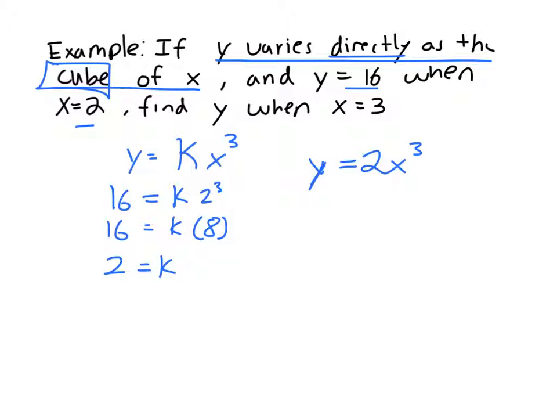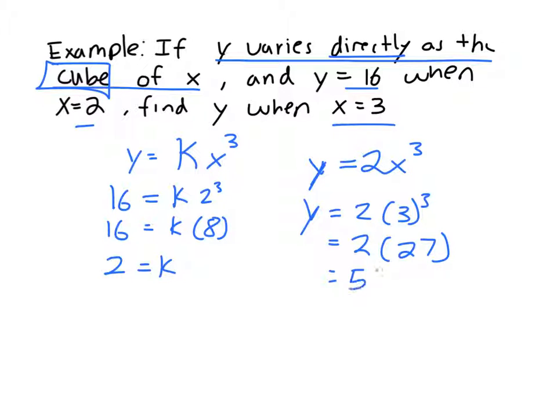And now let's find what y equals when x equals 3. Plug in 3. 3 to the third power, or 3 cubed, is 27. And 27 times 2 is 54. So that's our answer. y equals 54.